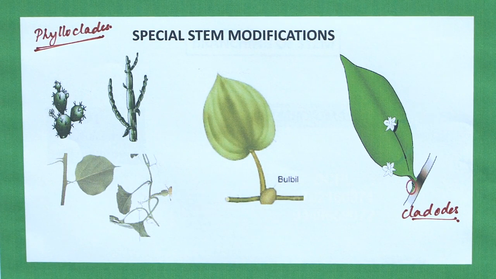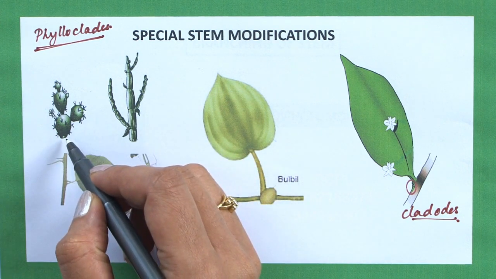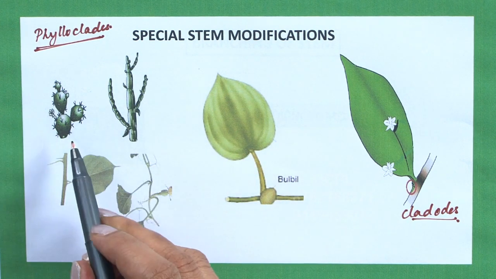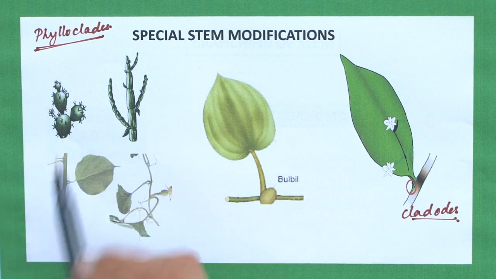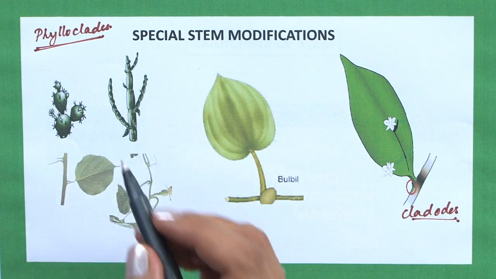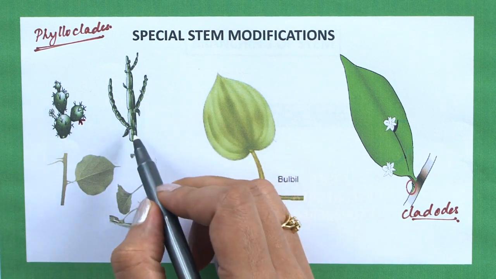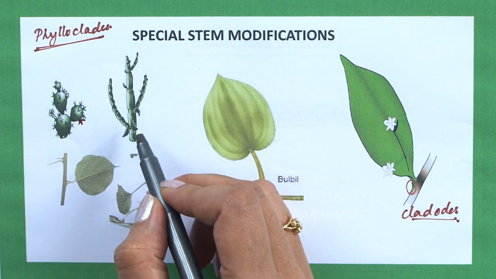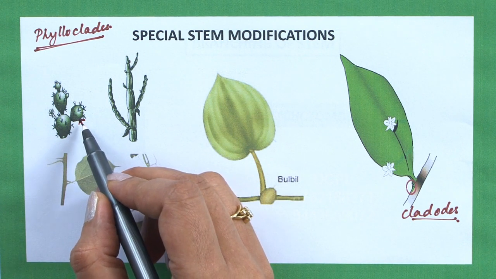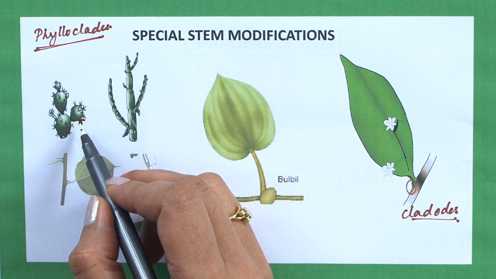Phylloclade is a modification mainly seen in xerophytes, wherein the stem is modified into a green flattened succulent structure called a phylloclade, and the leaves are either appendage-like or reduced in order to check transpiration, or they are modified into thorns or spine-like structures to check the excessive loss of water through transpiration.